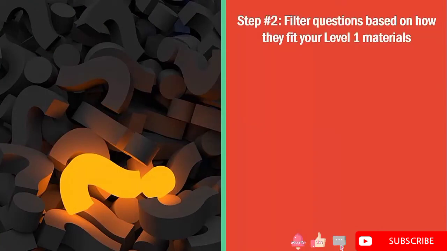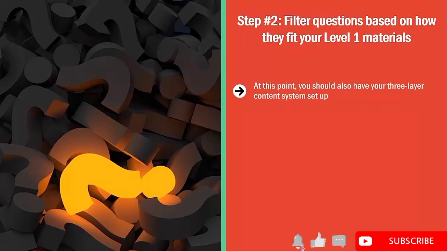Step number 2. Filter questions based on how they fit your level 1 materials. At this point, you should also have your 3-layer content system set up. The first layer is a blog post that informs the reader regarding the problems that they have and the range of solutions, as well as a common sense guide on what to do and what not to do.